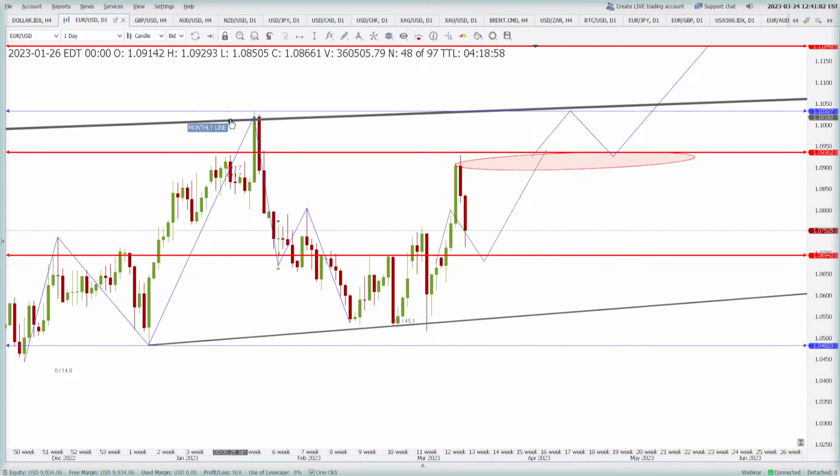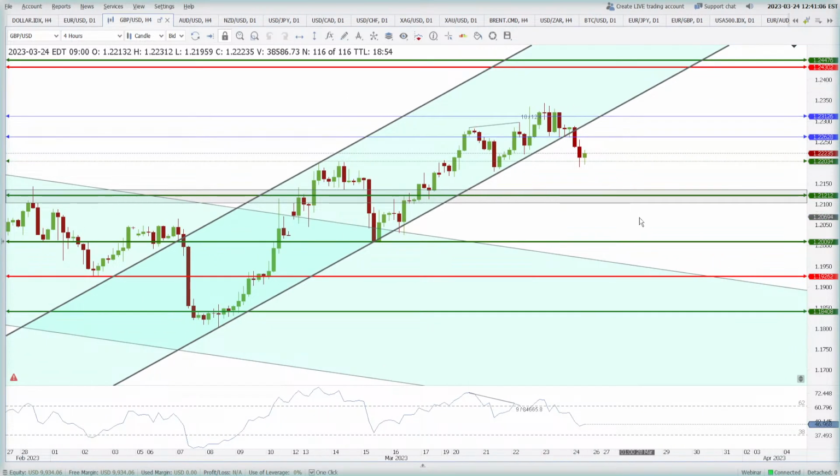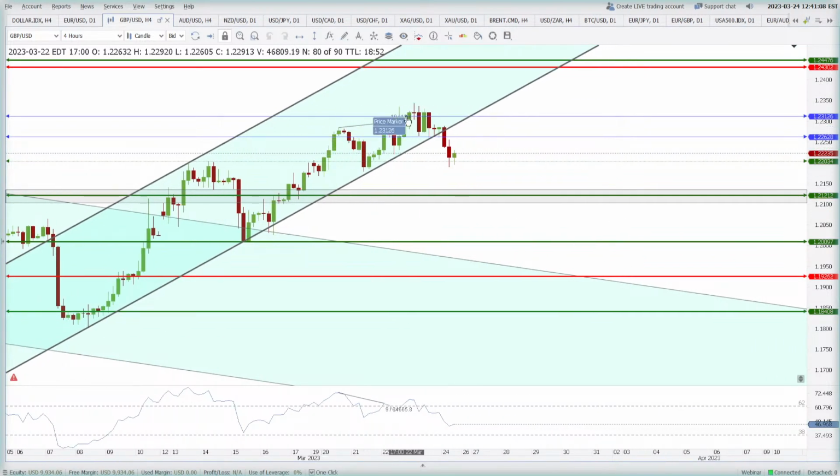Okay guys, all right, what about the Great Britain pound? What is happening here? The price was making higher highs, but the RSI was not making higher highs. So I told you about it, that there is a possibility that the price will come down to 1.2121 first, or maybe 1.2203 first, and then it will go to 1.2430. Now this is what I mean.